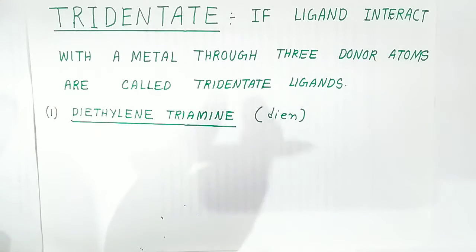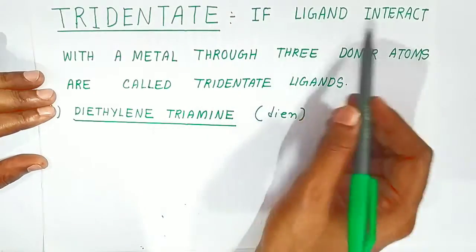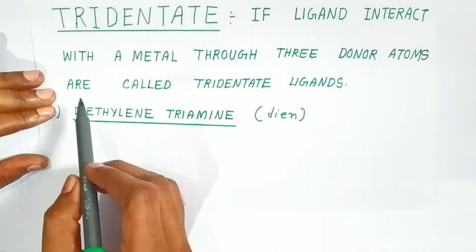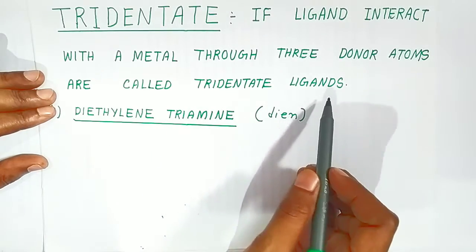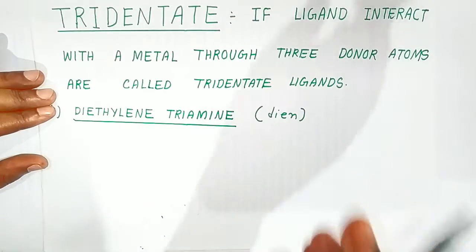Today we are going to see the second part of the classification, students. So far we have seen monodentate and bidentate ligands. Now we are going to see the tridentate ligand. If a ligand interacts with a metal through three donor atoms, it is called a tridentate ligand. If three donor atoms are present in the same molecule, what do we call it?